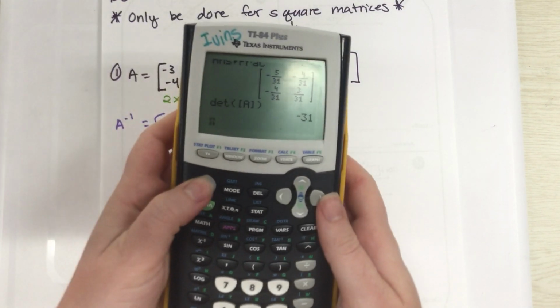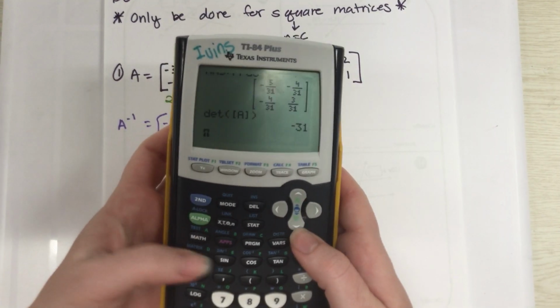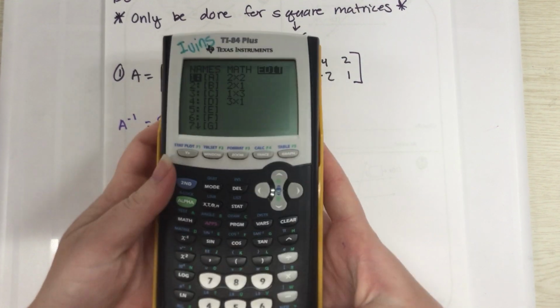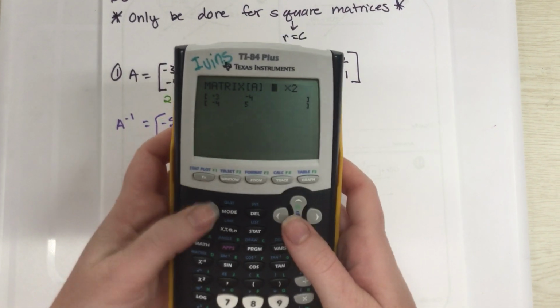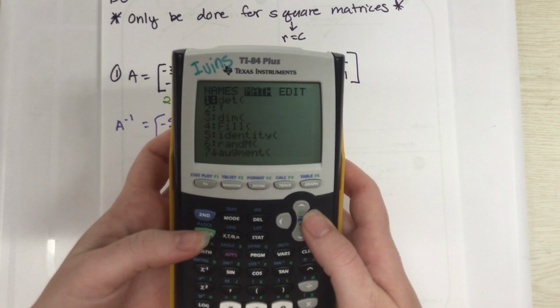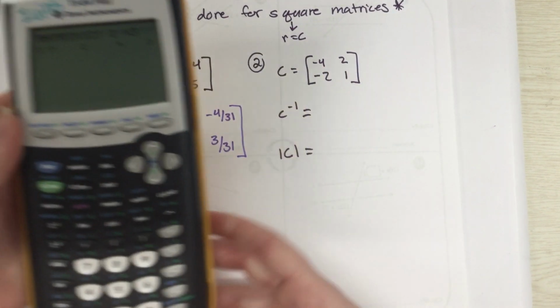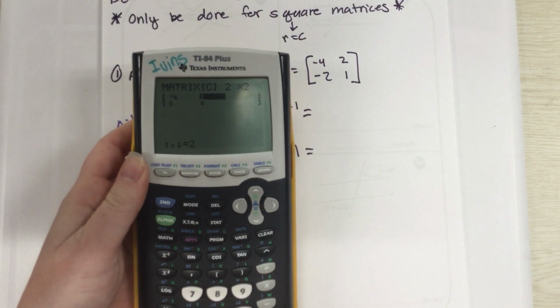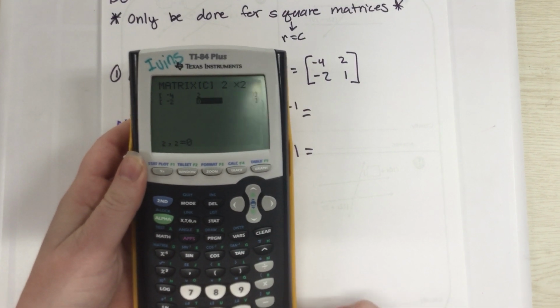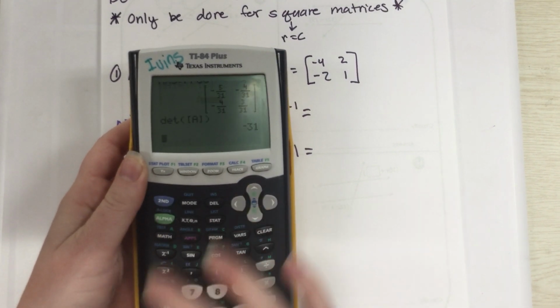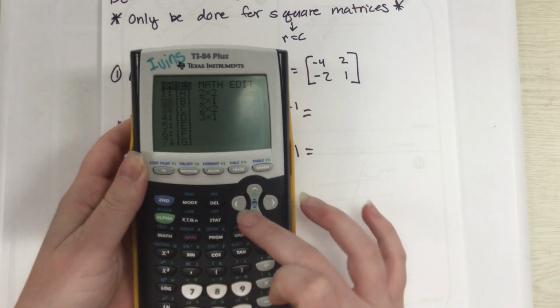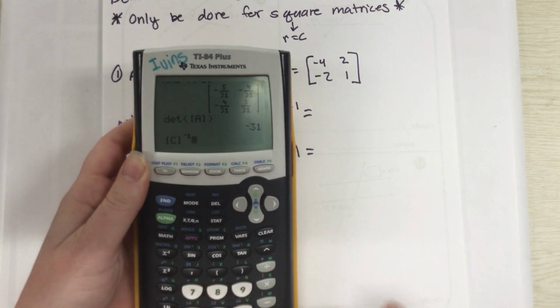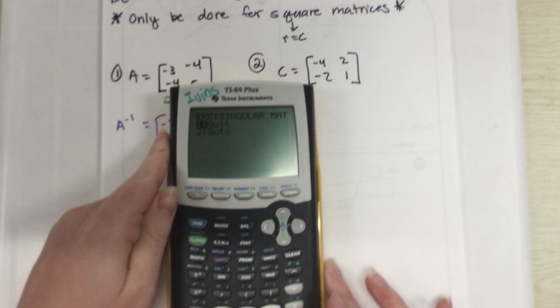I'm not going to walk you through it. I'll just kind of show it on the screen. So edit, oh, whoops, not edit A, edit C. That is a 2 by 2. Okay, -4, -2, 2, 1, second quit. And hopefully we get this.